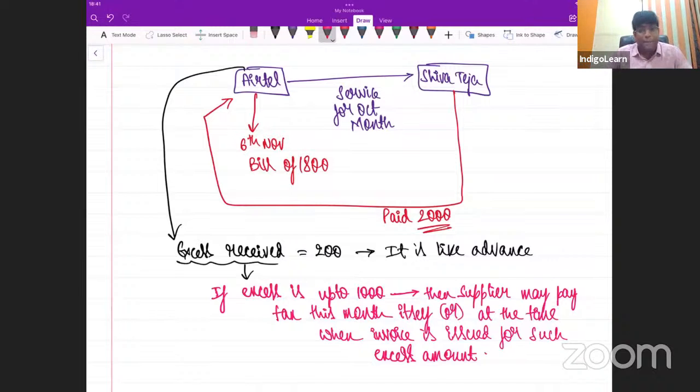I repeat the example once again. Please see very clearly what is happening there. There is a company known as Airtel. Airtel gave a bill to Shiva Teja, and they gave a bill of how much?